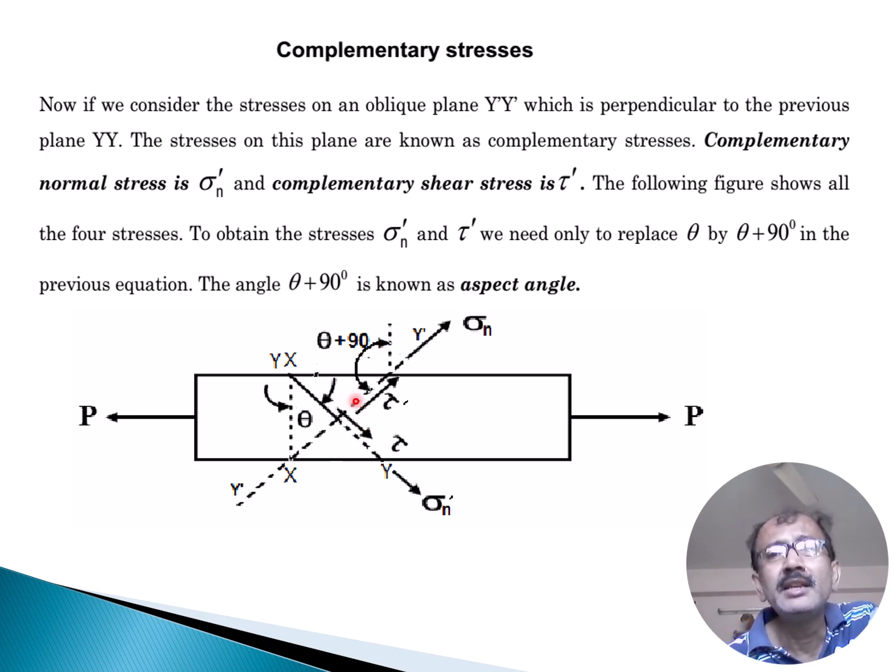So we get the values of tau dash as well as sigma n dash. These two are the complementary stresses. One is the complementary normal stress, and another is the complementary shear stress. The angle theta plus 90 is known as the aspect angle. From this diagram it is clear.